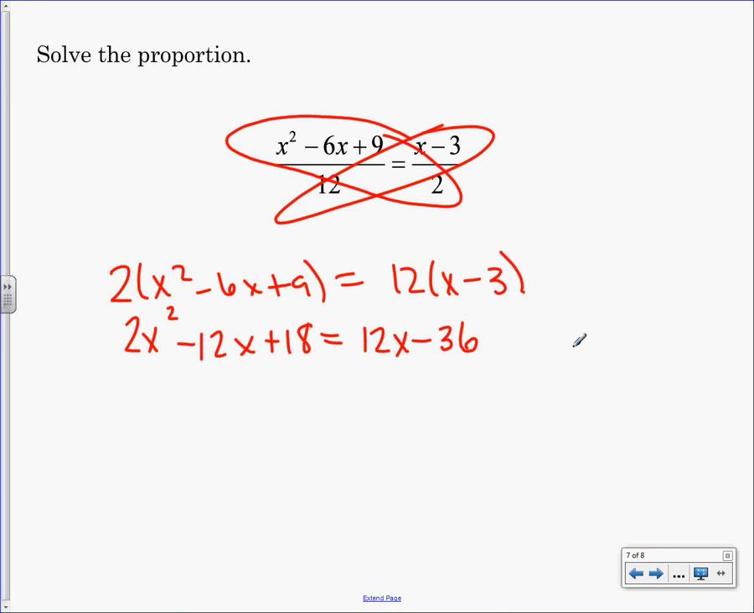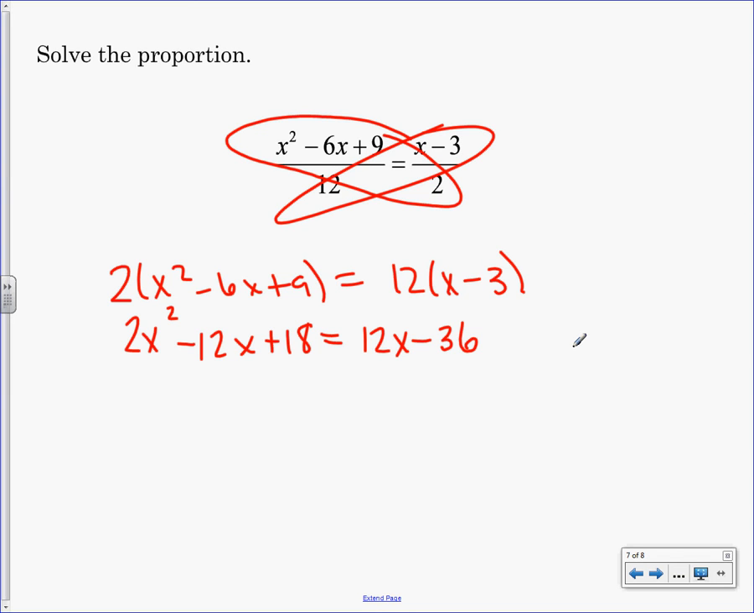Go back to Algebra 1, or if you're in Algebra 2, this should be easy. What do we want this equal to? 0. Yeah, whenever you have x squared blah, blah, blah, like we do, we want it equal to 0. I typically prefer my x squared to be positive. It's just easier for me. So I'm going to move everything to the left.